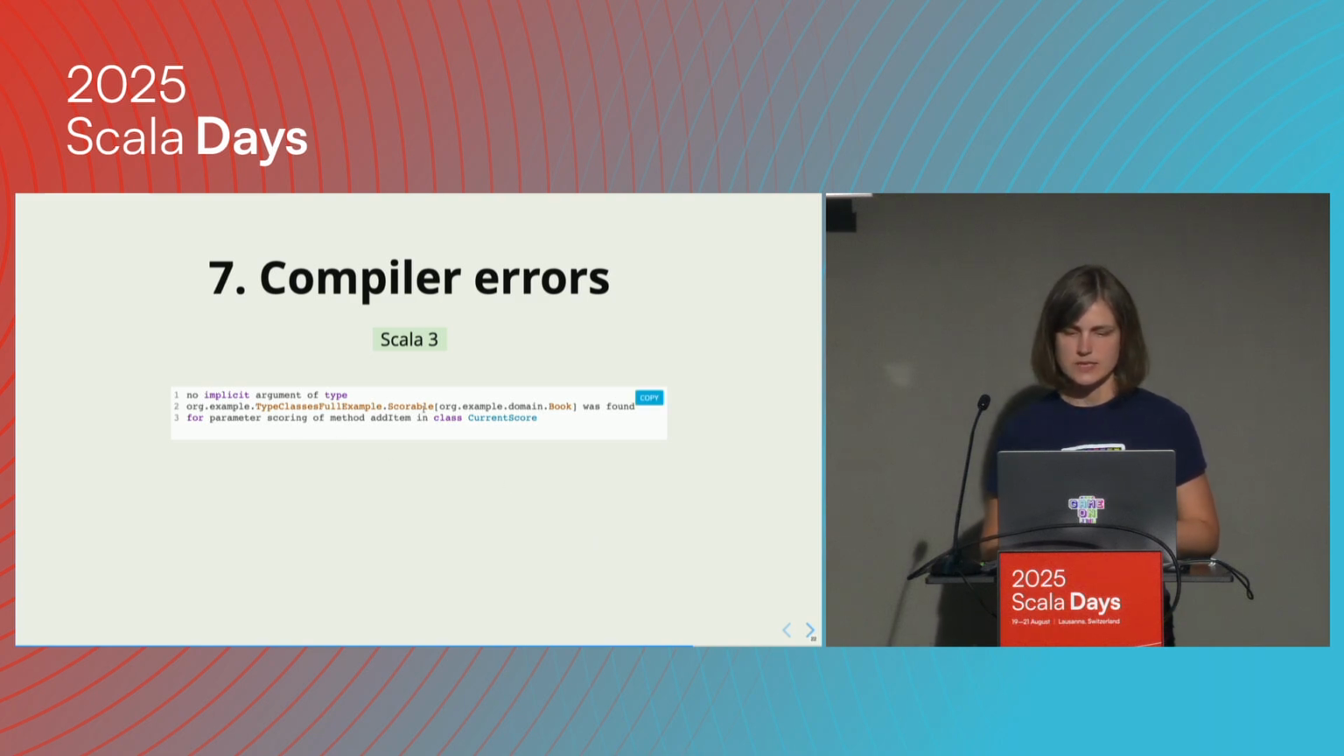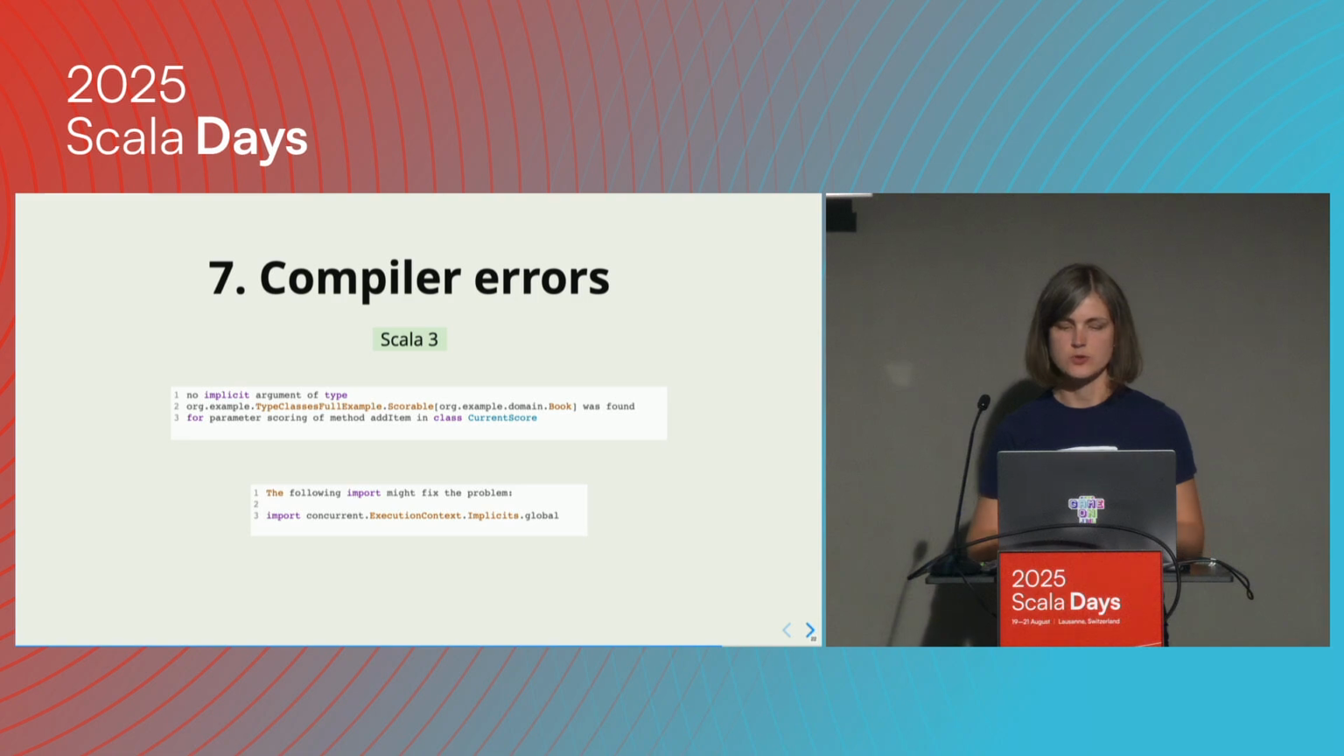So it tells you that this kind of parameter was not found for parameter scoring of method addItem in class CurrentScore. So we can instantly know and check the documentation what kind of implicit and why it is needed here. So that's something that I really, really like. And also sometimes the compiler will try to be even more helpful and try to suggest what might fix the problem. So as in the previous discussion during the panel, sometimes the error handling in terms of the compiler can be a great help for the developer.